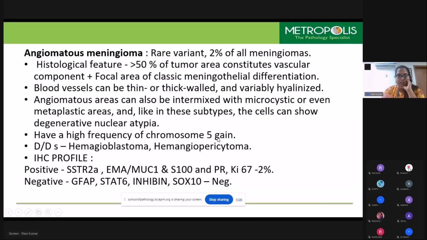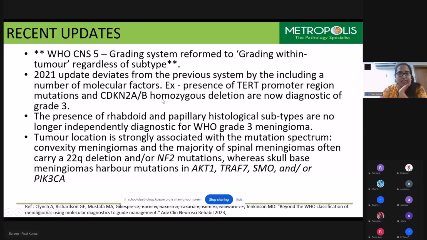Dr. Rajmina has already mentioned all the findings, and the main IHC profile: the most sensitive marker is SSTR2A, somatostatin receptor 2A, then EMA or MUC1, S100, and PR. Ki67 is either 2 or less than 2. This is the one point I just wanted to highlight.